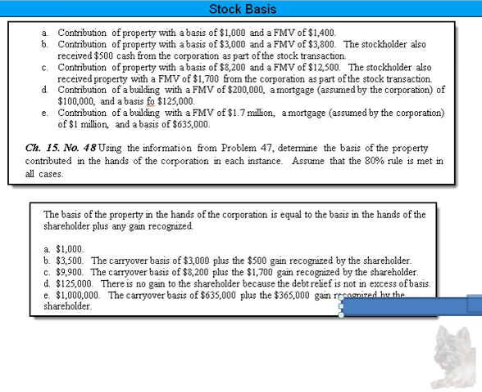I'm going to slide this away, and hopefully my screen won't slide on us like it did last time. Okay, and we come up with $1 million. Well, how do we come up with that? We had a fair market value of $1,700,000, a mortgage assumed for $1 million, and a basis of $635,000. So the carryover basis of the $635,000 becomes the basis for the corporation. Plus, we know that the shareholder recorded a $365,000 gain. Okay, that takes care of these stock basis questions and answers.